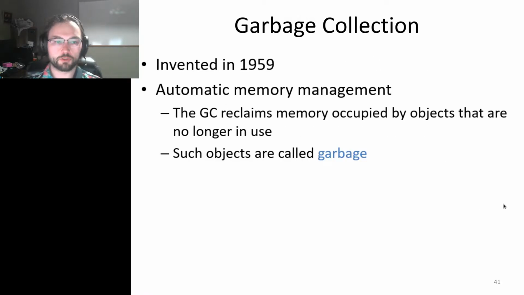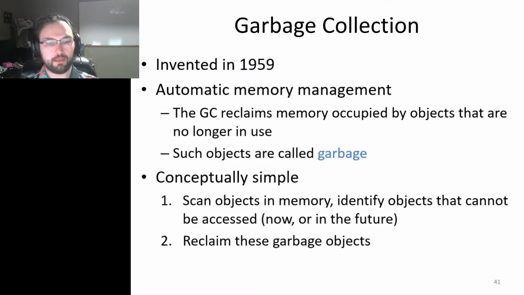So this idea of garbage collection was invented in the late 50s. That was an awfully long time ago, 1959. And that was initially developed as a feature for the Lisp programming language. The general idea is that we're going to have some automatic system that's going to go figure out which objects have been allocated but are no longer in use. And we're going to call those things garbage. Figuring out what in use means is kind of tricky.